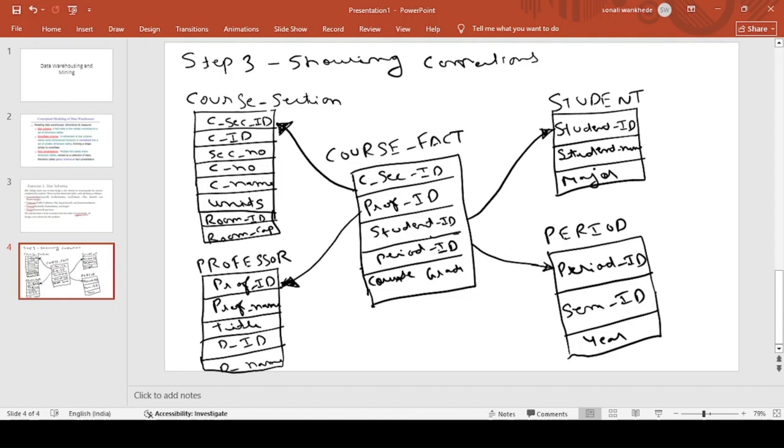So this was an example of star schema. In the coming lecture, we'll see more examples on star schema and also snowflake schemas. Okay, thank you for listening.